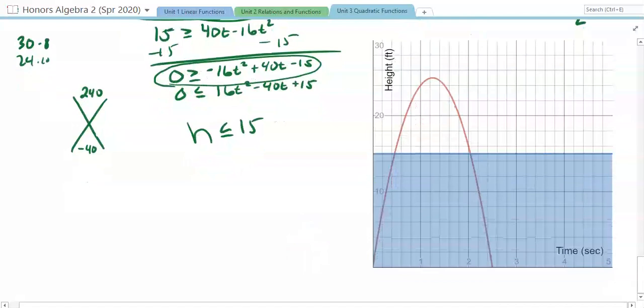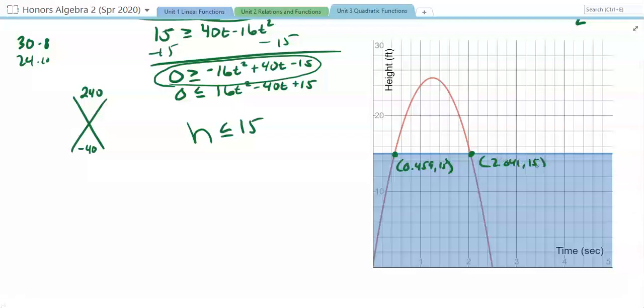And so we're looking for what times this graph is there. I've got an intersection here and an intersection here. This is at 0.459, comma 15. And this point is at 2.041, comma the 15. And so where is this shading? It's from 0 time until we get to this, and then it's from 2.041 until our graph ends, and it hits the ground at 2.5 seconds, comma 0. And so we have some restrictions here as well because, again, our ball's not going to go under the ground.